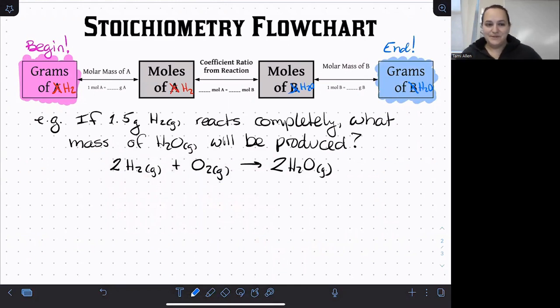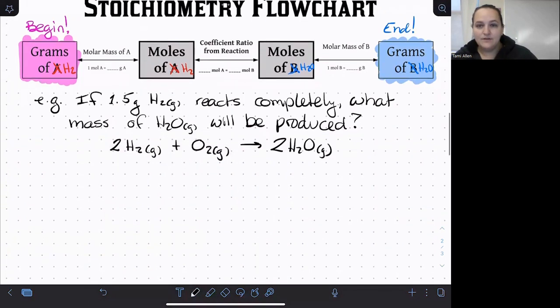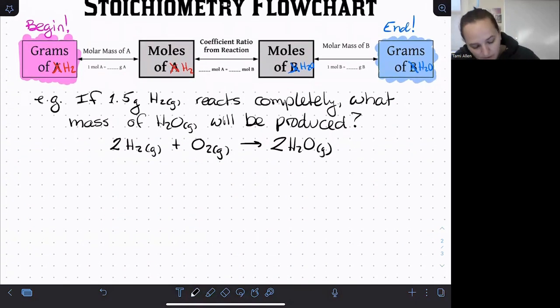So we have to take all the steps in between, and we have to do them in the proper order. We need to take grams of H2 and convert it to moles. We then need to take moles of H2 and convert it to moles of H2O. And finally, we need to convert moles of H2O into grams of H2O. And if we recognize those steps, we can figure out all of the different pieces of information, all of the different conversion factors that we need along the way. So first step is going to be grams to moles of H2. We know that 1.5 grams of H2 is reacting.